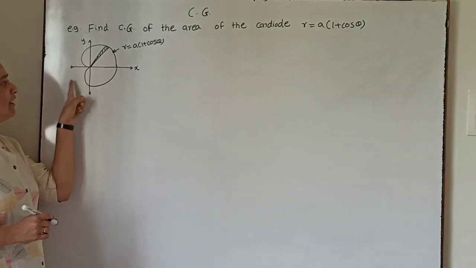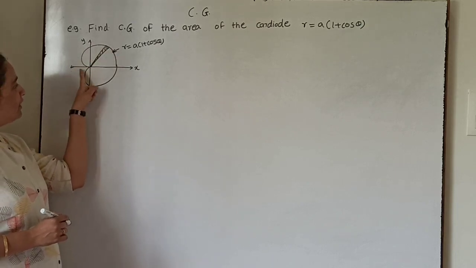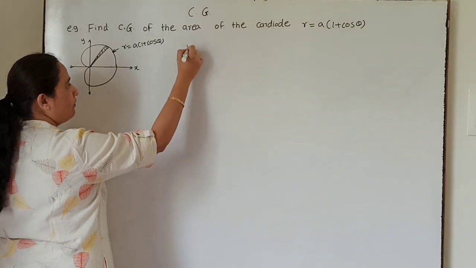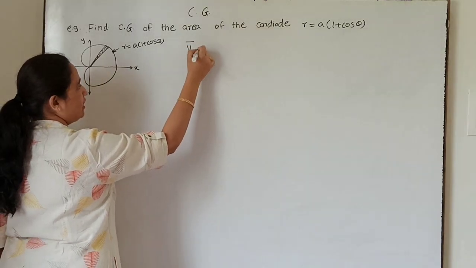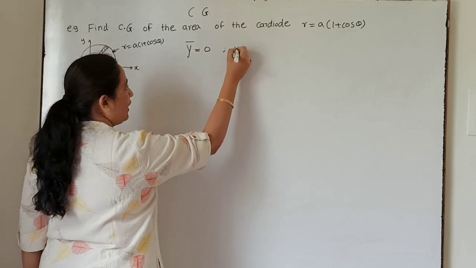This is the figure of the cardioid, which is symmetric about the x axis. That means its center of gravity will lie on the x axis, and we know that the y coordinate on the x axis is 0. So you have y bar is equal to 0. Only you have to find the value of x bar.